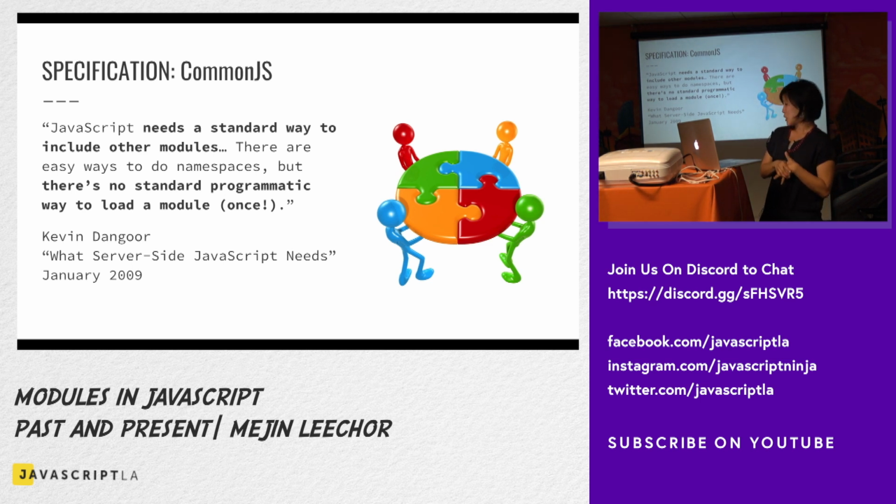So Kevin Dangoor, another name that I may be butchering, my respects to him, wrote a blog post in January of 2009 that was called What Server-Side JavaScript Needs. And he outlined a proposal that included, among other things, a module system. So there are some other things that he proposed, and many of them we actually know and love today. So he talked about having a package system for deploying and distributing modules. He talked about having some kind of package repository for finding and installing these distributed modules.